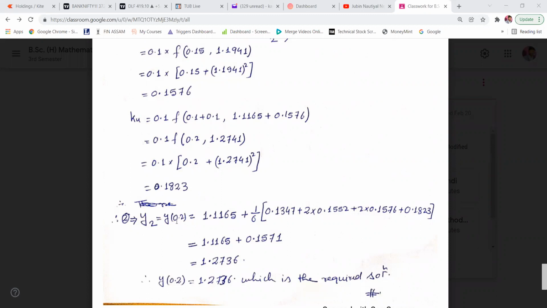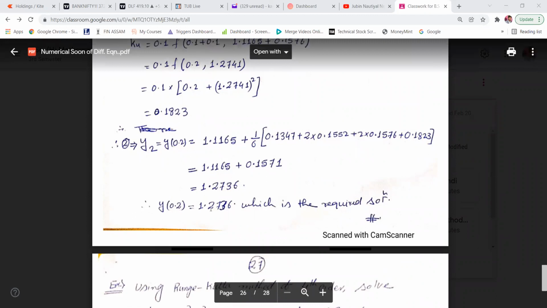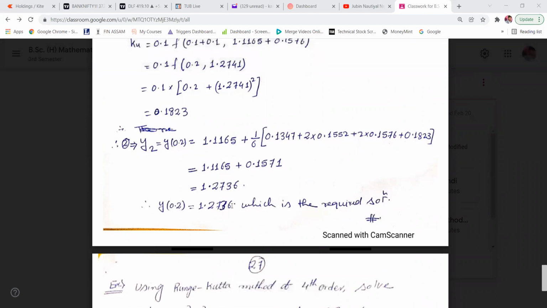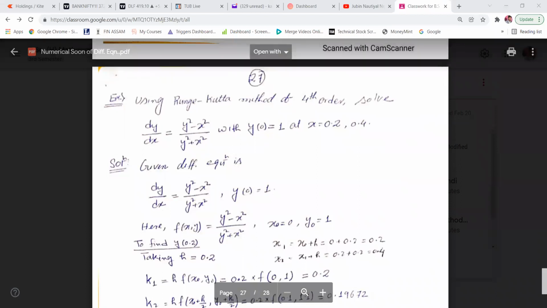The second approximation will give the value of y at x equal to 0.2. So that y of 0.2 will be 1.2736. And this is the required solution of the given differential equation. Is that clear? So in that fashion, you need to find out the solution of a differential equation.